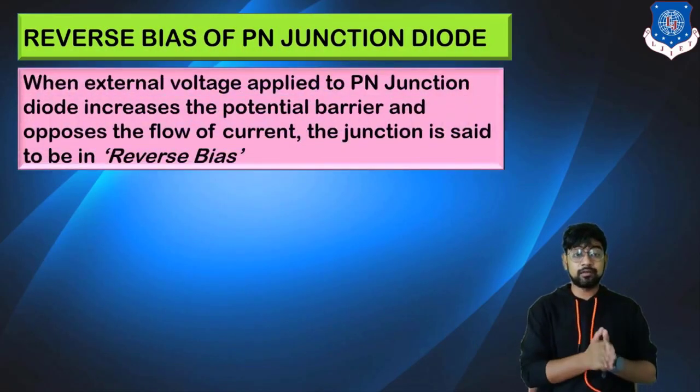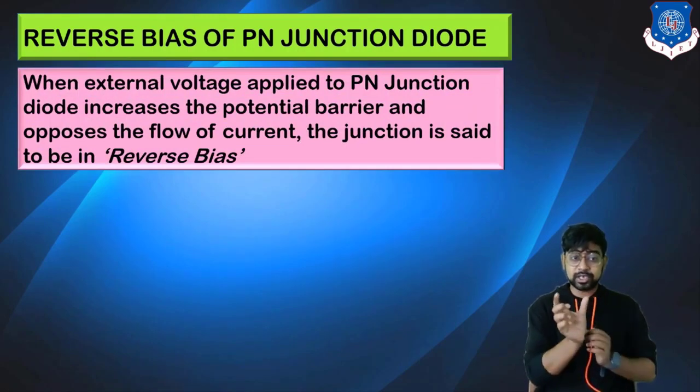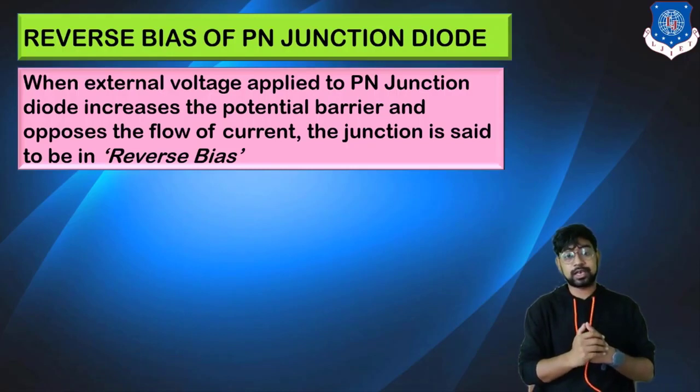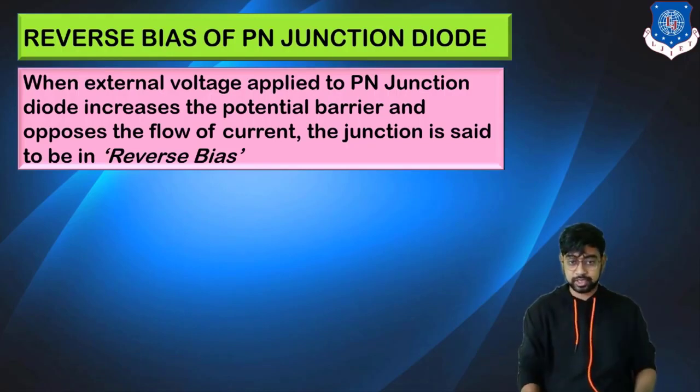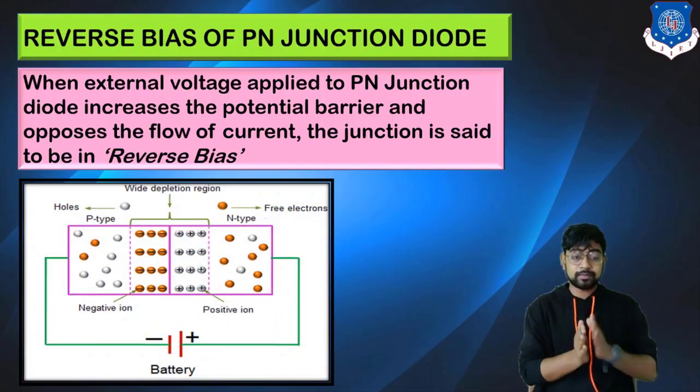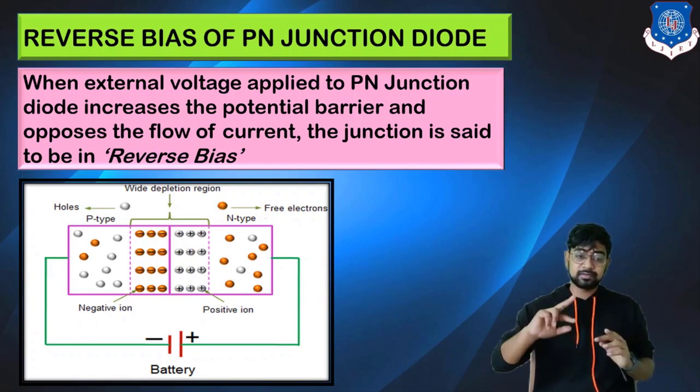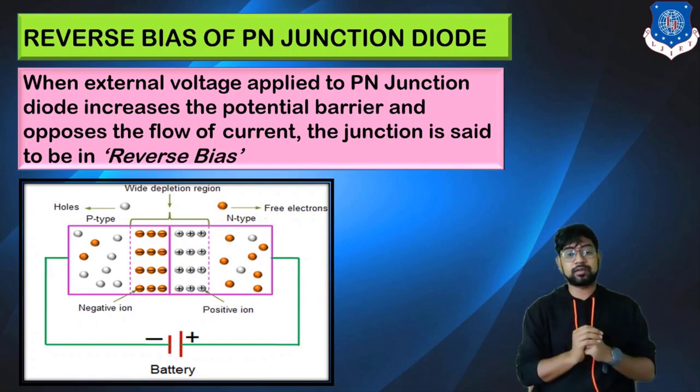Now we are going to the reverse bias of the PN junction diode. When an external voltage is applied to a PN junction diode that increases the potential barrier and opposes the flow of current, the junction is said to be reverse biased. But how are we connecting it? The P type is connected to the negative terminal, just reversing the terminals, and the N type is connected to the positive terminal of the battery.